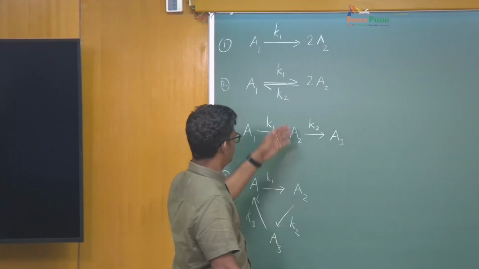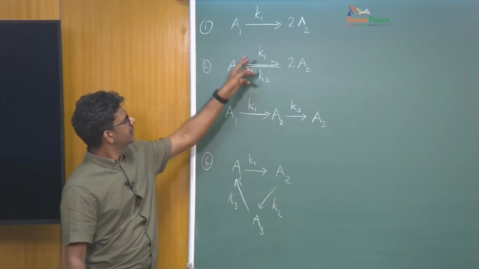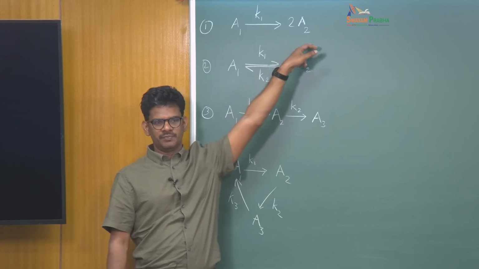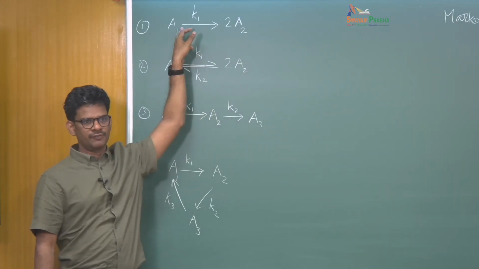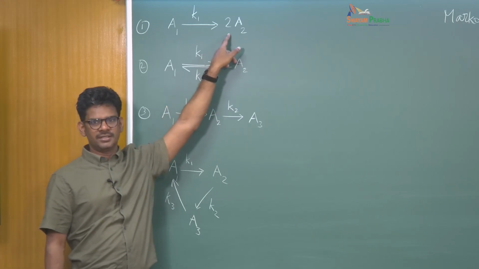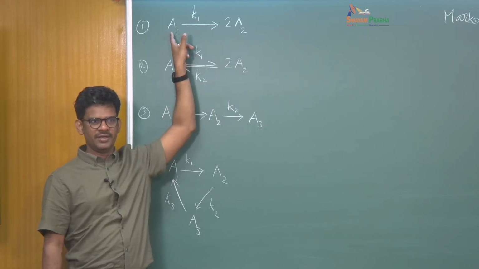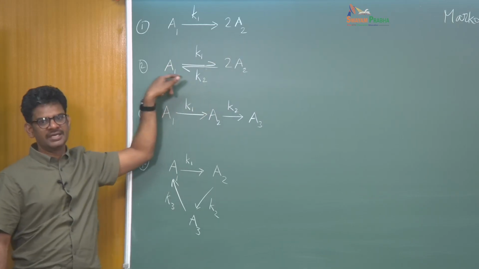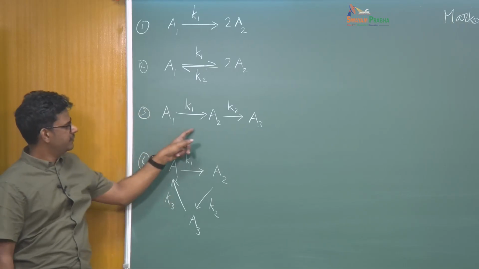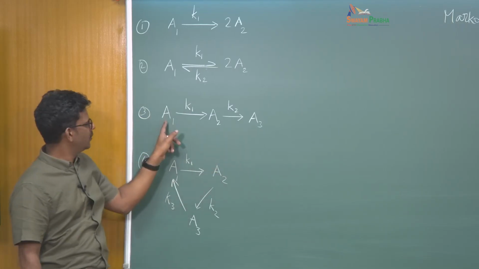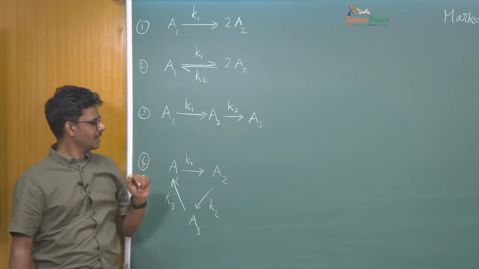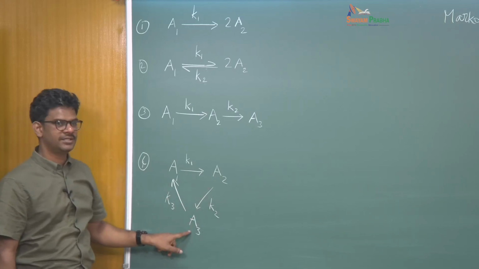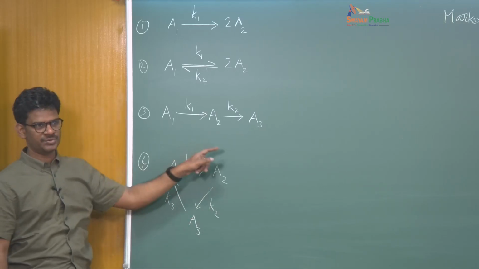To illustrate the idea, I am going to take 4 examples. The first one is a simple irreversible reaction involving only 2 species, but I am bringing in a stoichiometric coefficient here: A1 gives 2A2. The second is the same as the first one, but I am also making it reversible. Then I have a series reaction, A1 giving A2 and then A2 giving A3, and then a triangular reaction where A1 gives rise to A2, A2 gives rise to A3 and A3 can give rise to A1, with the respective rate constants.